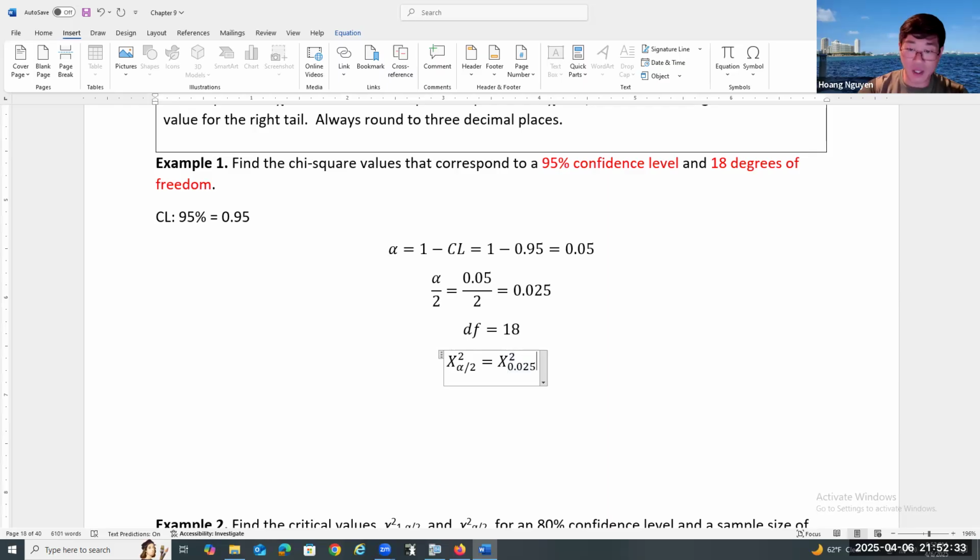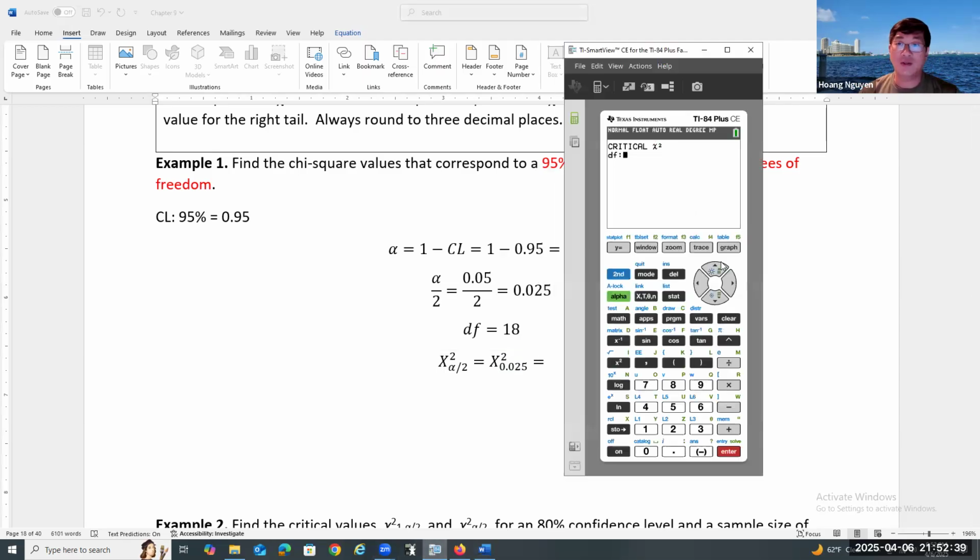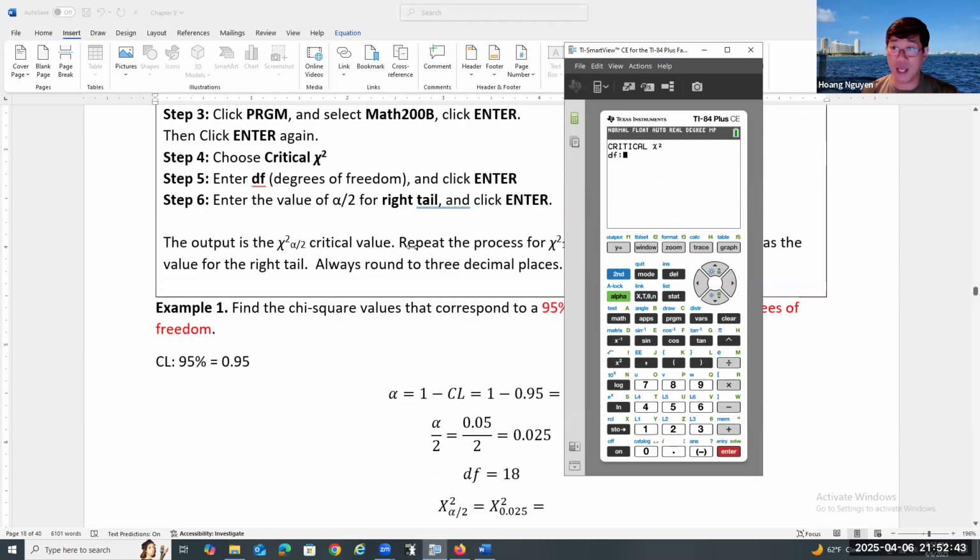Okay, so now we're going to use the program Math 200B to find the first critical value, the chi-square of alpha over 2. The step-by-step is summarized on the handout, so you might take a look at it. I'm going to do this again, so I'm going to quit this one. We go to program, go down to Math 200B, and hit the enter key twice.